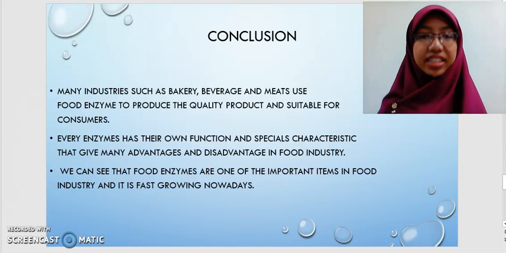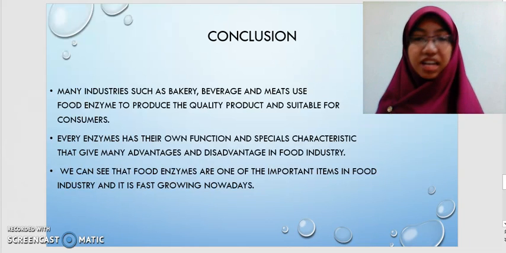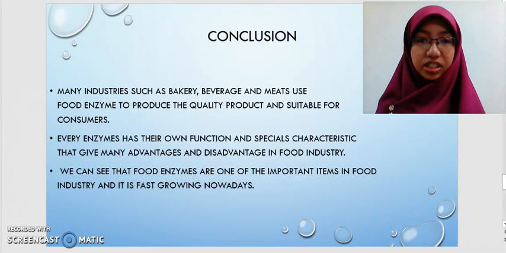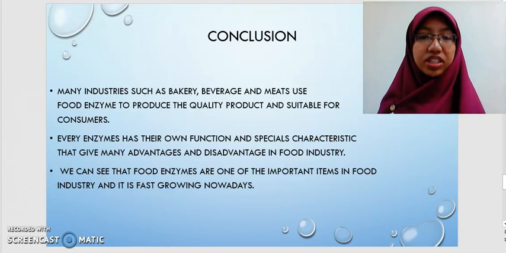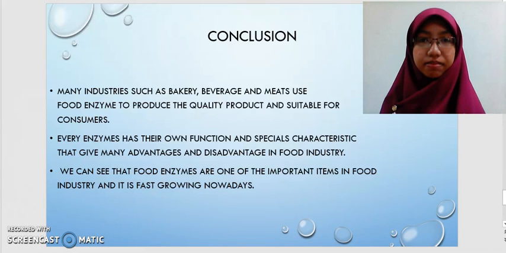Every enzyme has its own function and special characteristics that give many advantages and disadvantages in the food industry. We also can see that food enzymes are one of the important items in the food industry and it is fast growing nowadays.